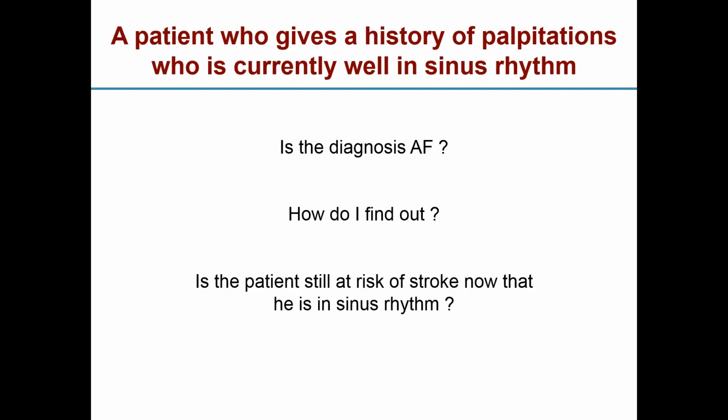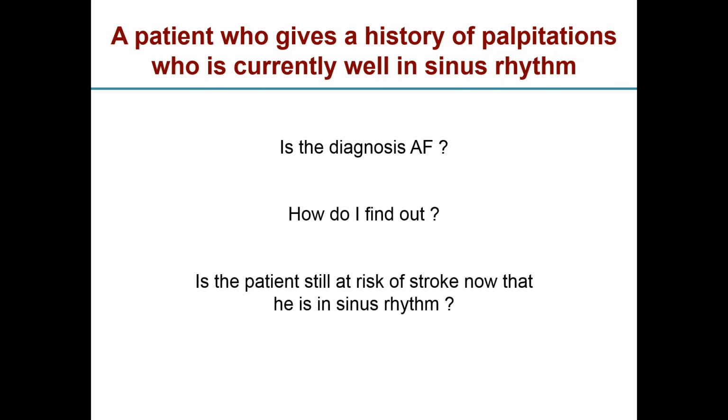Just thinking about the time here. Okay, so this is the last patient. A patient has a history of palpitations, but when you see them, they're well, and you do the ECG and it shows sinus rhythm. So the question is, what's the diagnosis? Is it atrial fibrillation, and how do I find that out? I guess the history might be helpful.